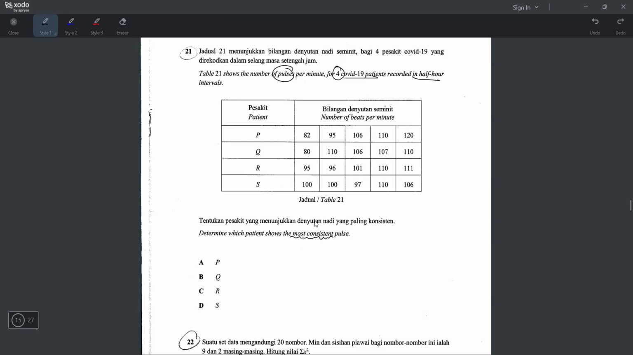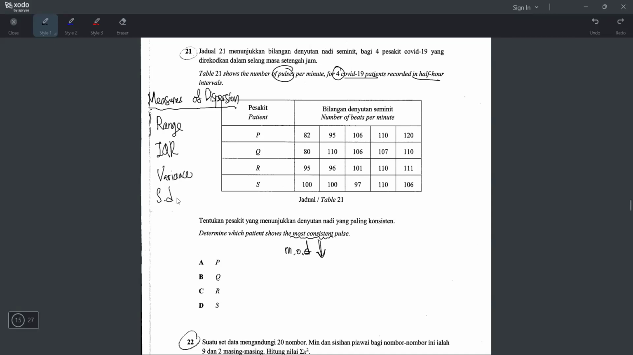Okay, what is most consistent? Most consistent means your measure of dispersion is the lowest. When your measure of dispersion is very low, that means very consistent. Okay, let's talk about measures of dispersion. How many measures of dispersion did you learn for your SPM? There are 4, right? The first one is the range. The next one is the interquartile range. The next one is the variance.